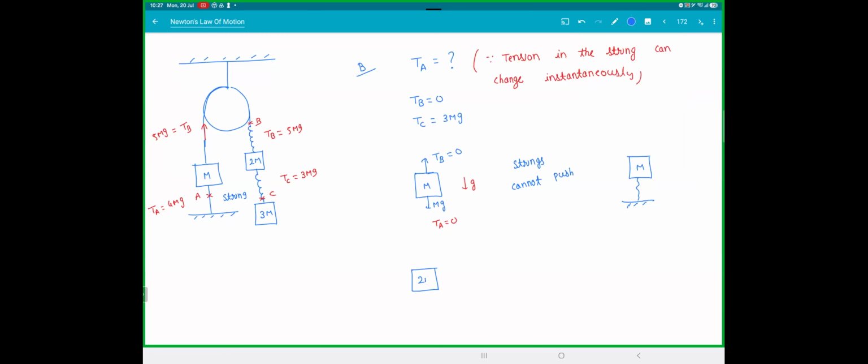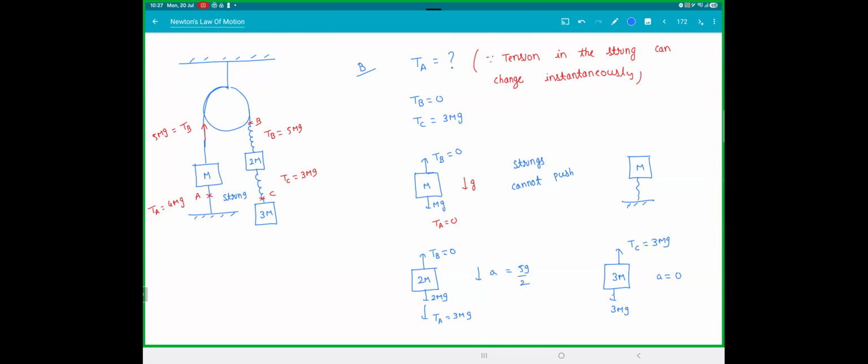If you look at 2m, TB became 0, your own weight is 2mg, and TA is 3mg. Yeah, and this net force will be 5mg by 2, so acceleration is 5g by 2. Whereas for 3m, the tension at C is still 3mg, your own weight is 3mg. Yeah, this guy is at rest. Please have a look at this.